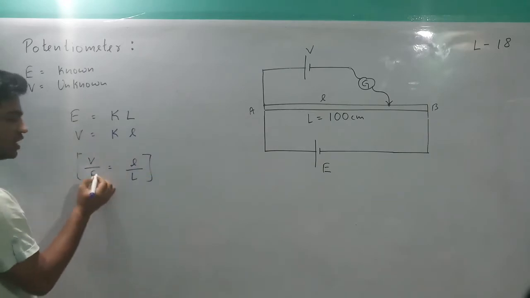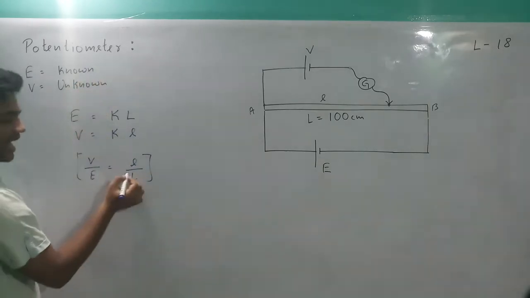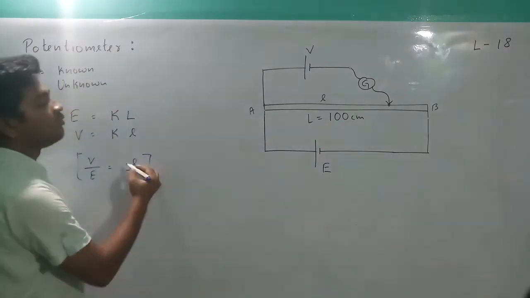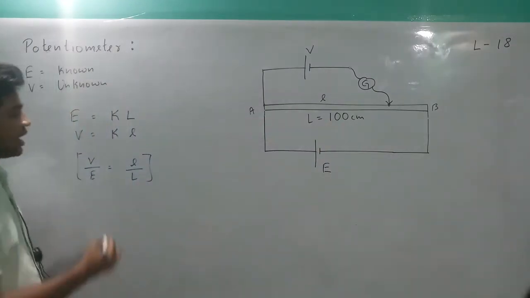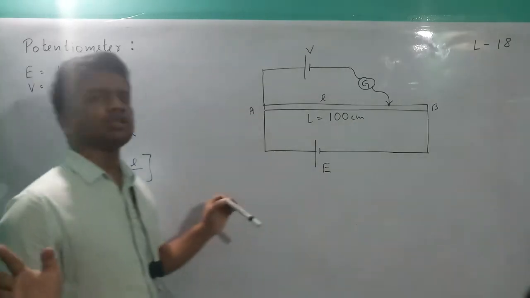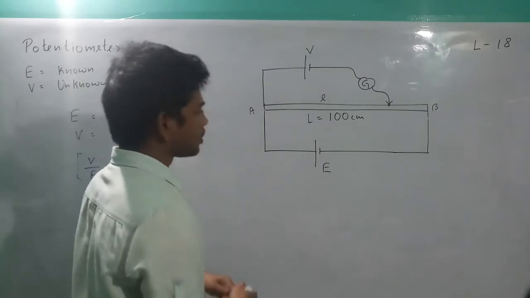We know the value of E because it is known. The L length is also given, that is 100 centimeters. The small length l, we will find it out by experiment, and hence we can calculate the value of V. Now this is the theoretical part, where we derive the formula from. Now I will explain you very logically how the potentiometer actually works. All right. So let's get started.